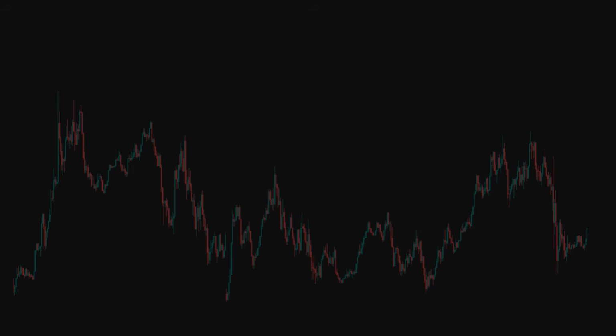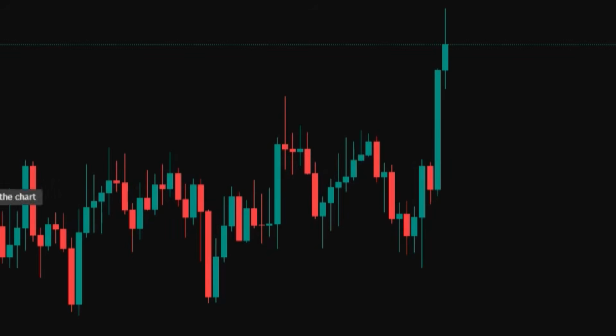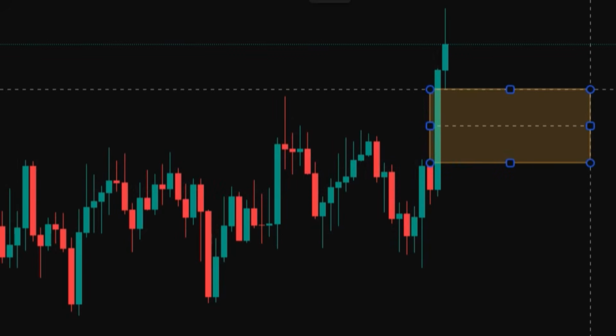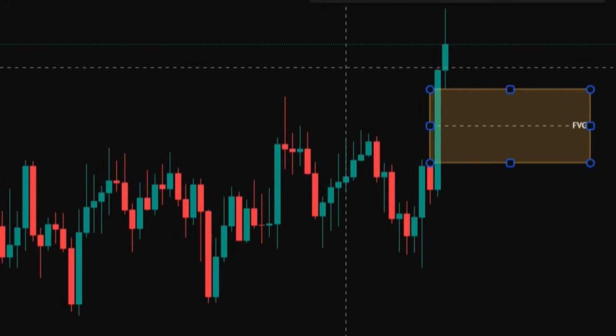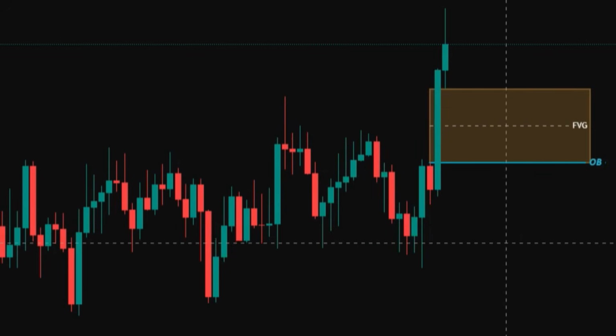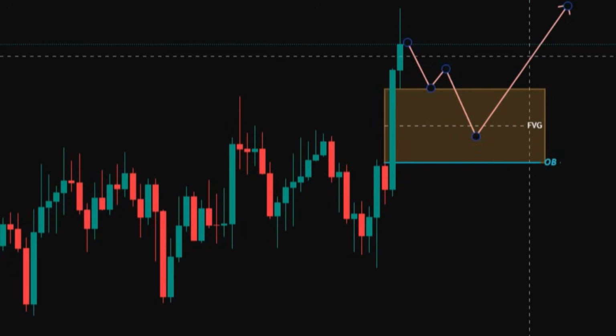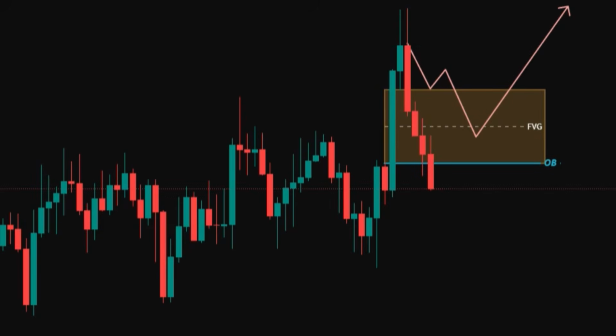Reason 2. Increasing trade accuracy. A minor reaction at a higher timeframe key level can completely flip the trend on lower timeframes. That's why it's crucial to check the higher timeframe zones before taking any trade. For example, on the 1-hour chart of Euro, you might spot a strong bullish move with a clear fair value gap and an attractive demand order block. Everything looks perfect for a long setup. But suddenly, price reverses sharply and invalidates the demand zone.